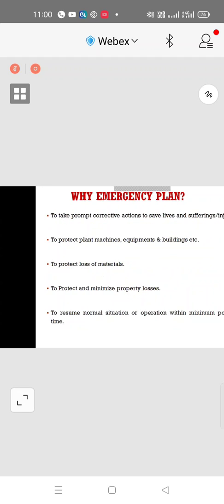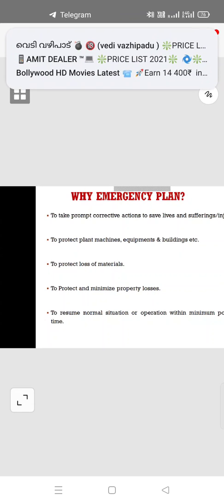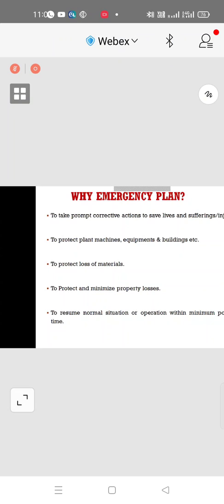So, to take prompt corrective actions, to save lives and reduce suffering and injuries, to protect plant, machines and equipment, so that adjacent areas are not disturbed into financial losses or emergency conditions, so that it can be contained. It is also required to protect against loss of material, to minimize property losses, and to resume normal operation within the minimum possible time, keeping things under our control.